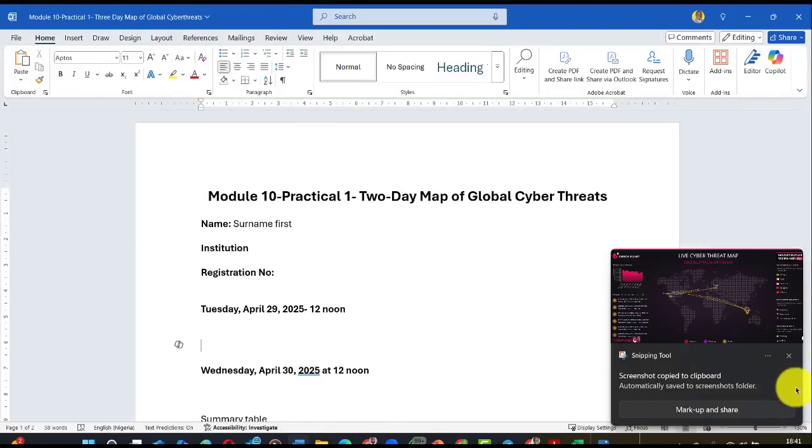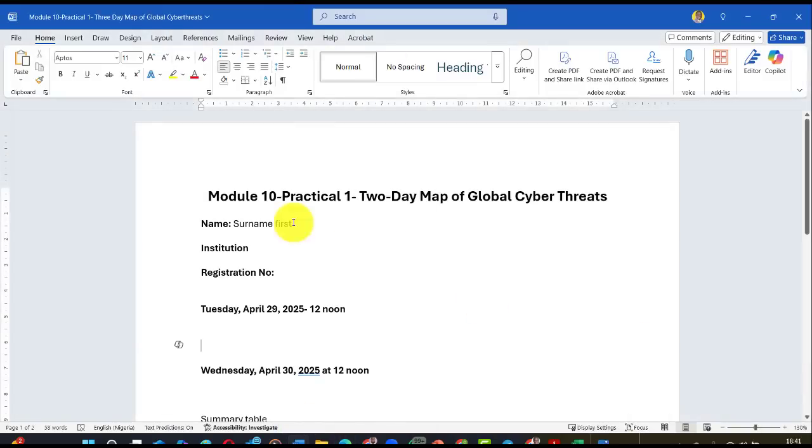So you're going to get this sheet, that's your answer sheet that you're going to submit. Module 10 Practical 1, 2-day map of global cyber threats. You put your name, surname first, and you put your other names. There are several surnames that are the same. So you just put your first name and other names, your middle name, your institution, your registration number, very important.